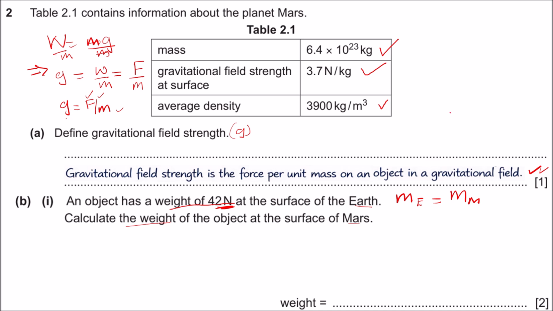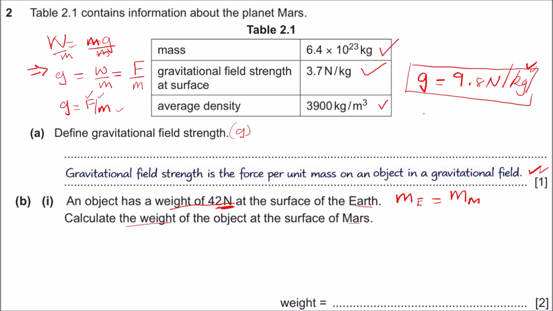Now, key things to remember: gravitational field strength on Earth is 9.8 newtons per kg. This you should always know. You are required to know this. In an exam situation, if you happen to forget, what do you do? You go to the instructions on the cover page, and you find it given over there.